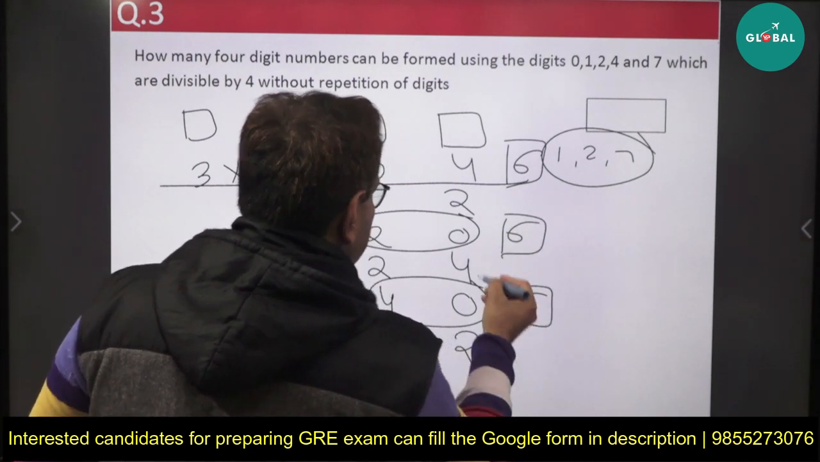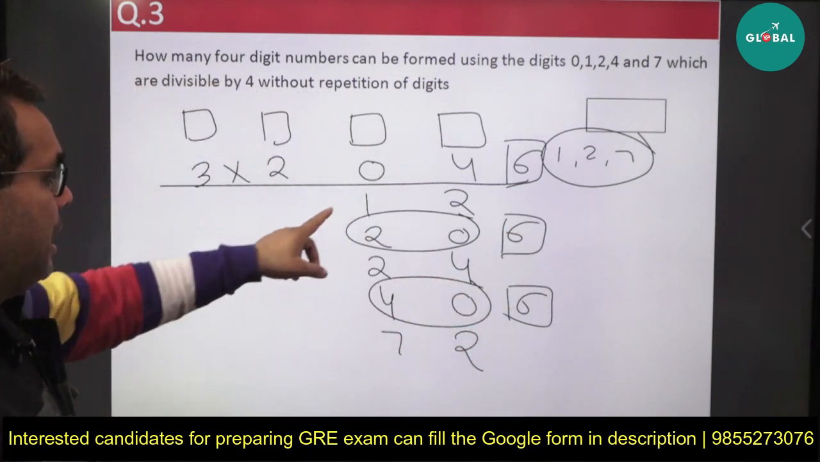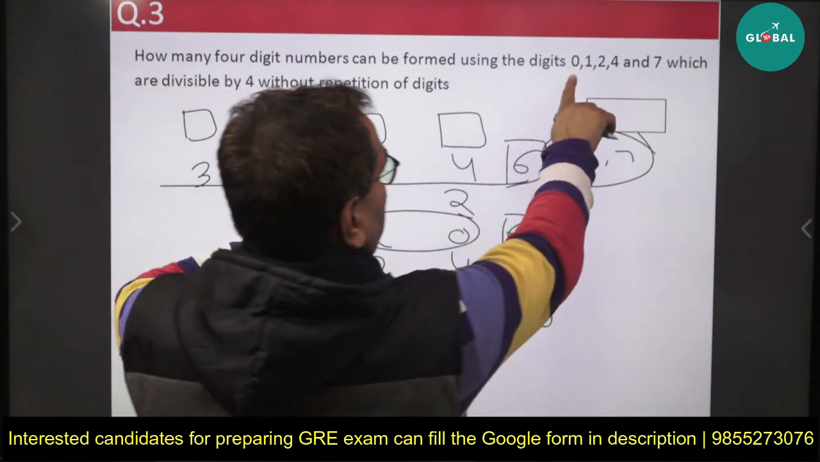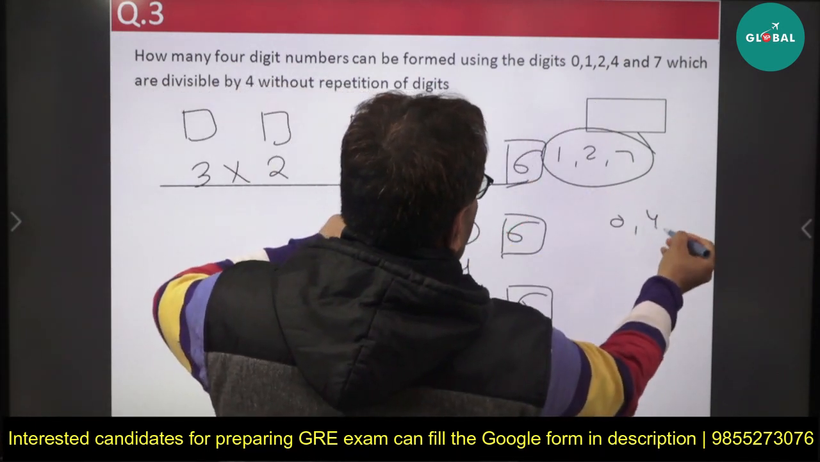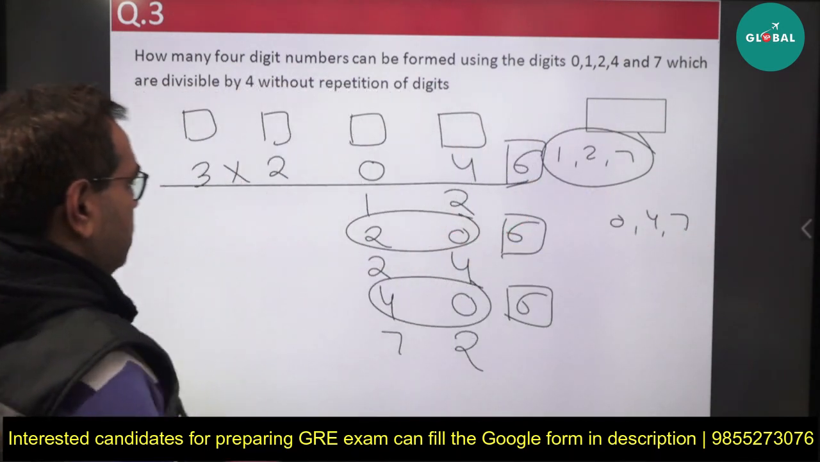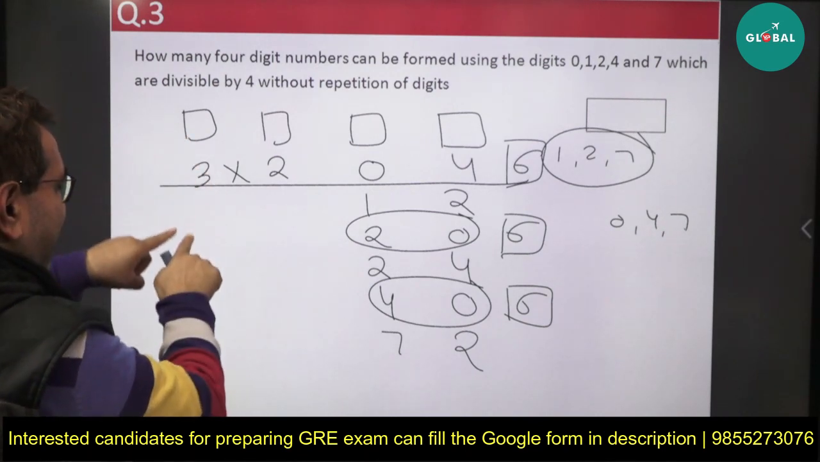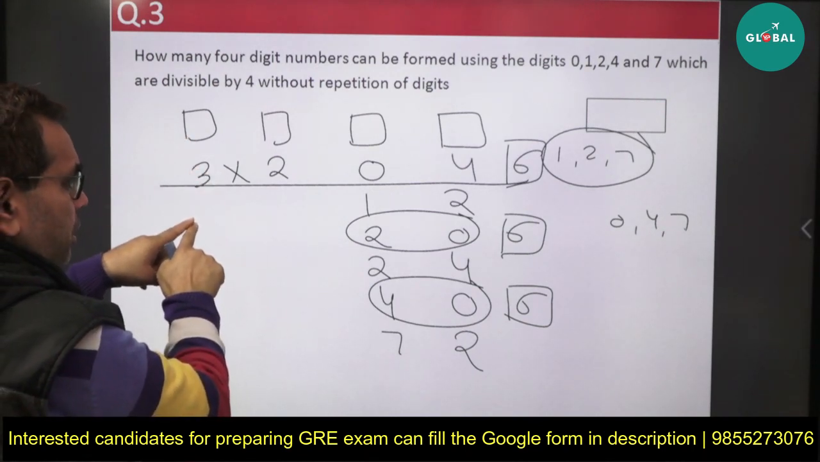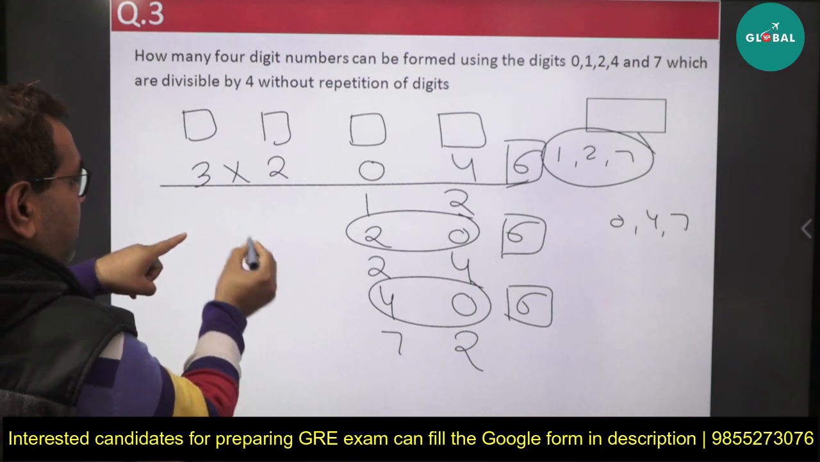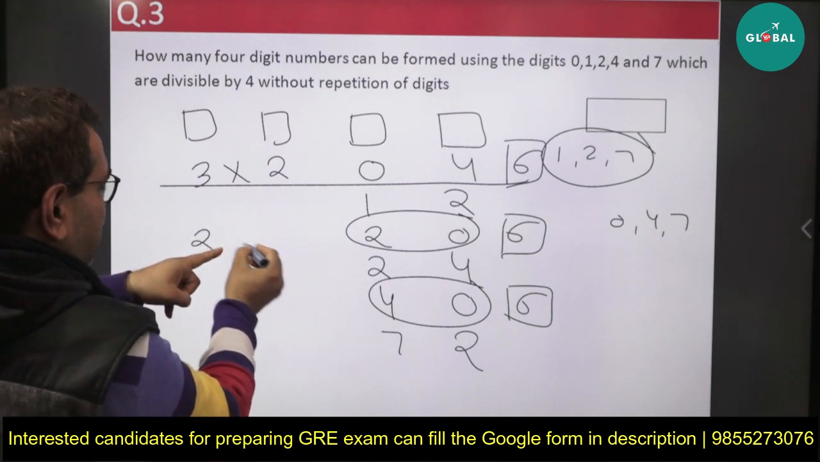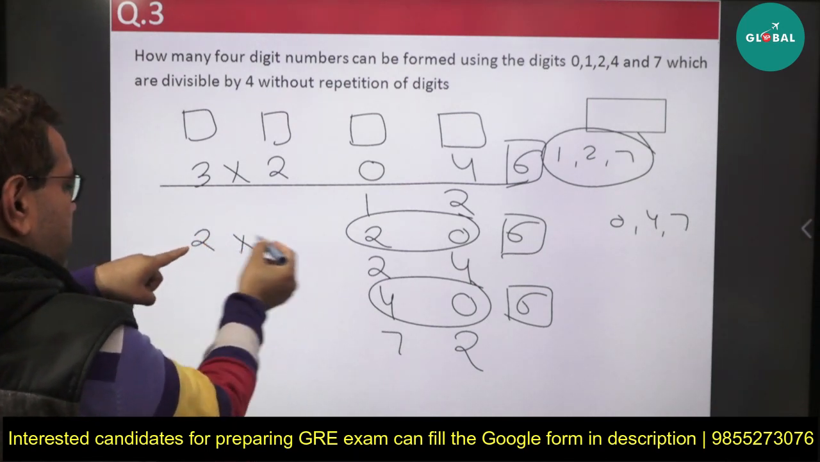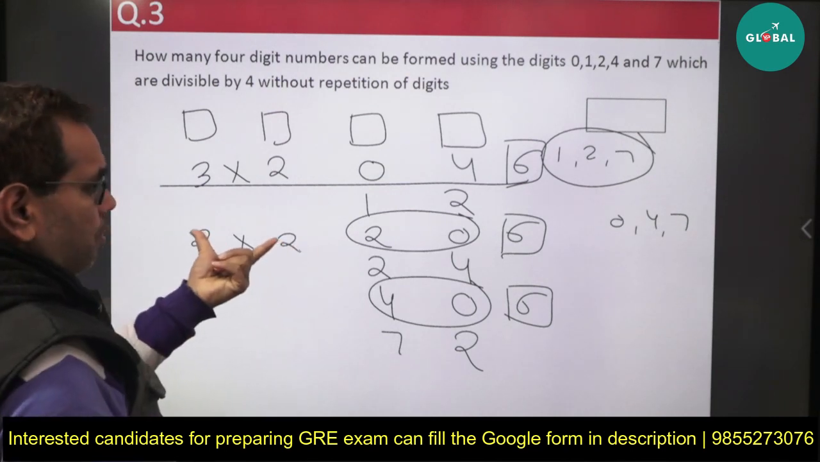Now if the last 2 digits have no 0, like 1 2, suppose we have 0 4 7 now. Here we cannot put 0, a number cannot start with 0, so we can put only 2 digits, 4 and 7. So this can be filled in 2 ways. Then again here we can put 0 also, but not this digit, so 2 ways, so 2 into 2 is 4.